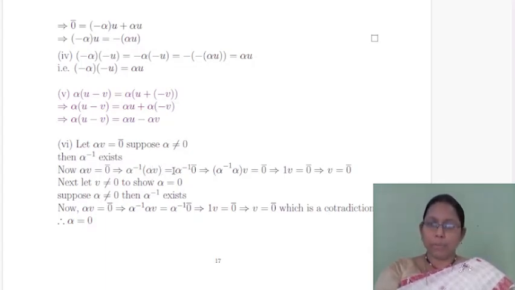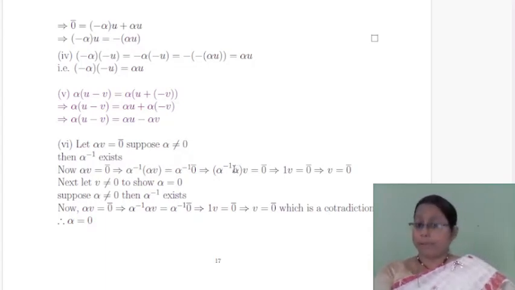Alpha inverse times alpha v equals alpha inverse times the 0 vector. Now by the associativity property of the vector space between the element of the field and the vector, I can write alpha inverse alpha v equal to the 0 vector. Alpha inverse alpha is the multiplicative identity of the field, that is 1 v equal to 0.